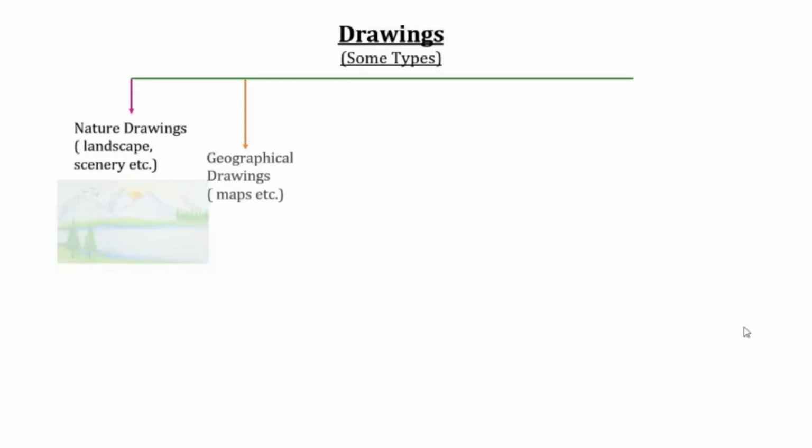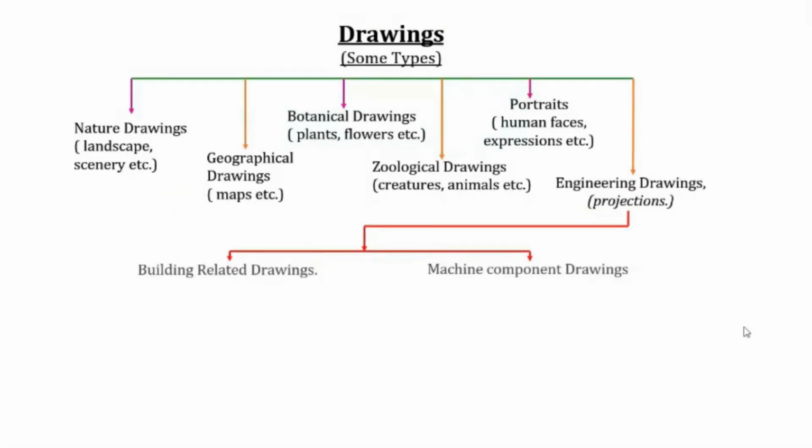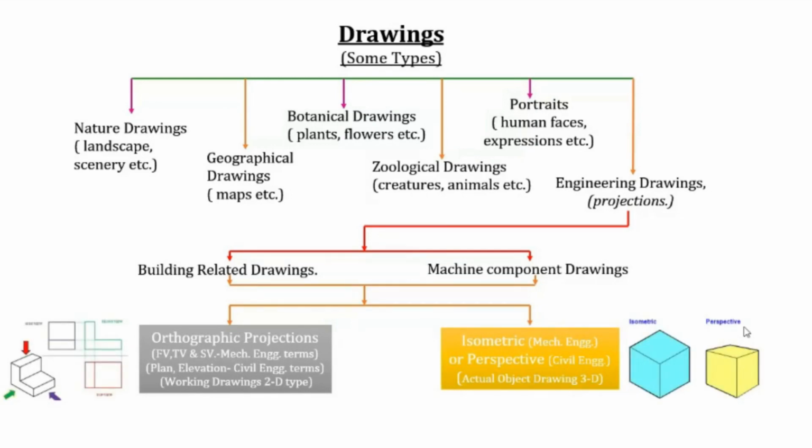These are the different types of drawing that we were discussing. And out of the engineering drawing, we have two different types of drawing, that is building related drawings and then machine component drawings. And these two types of drawings can be either orthographic projection or it can be isometric or perspective projection.